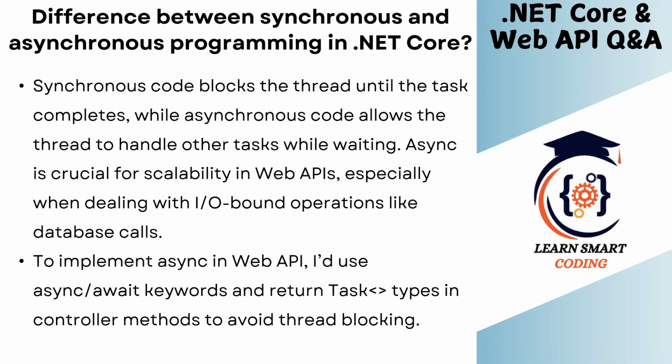Now, to implement async in a web API, you basically use the async and await keywords and return a Task of T type in your controller methods or in any of your services. That will allow us to avoid thread blocking. We have a lot of asynchronous implementation throughout our application, so feel free to take a look. But basically, this is what your short answer should be.